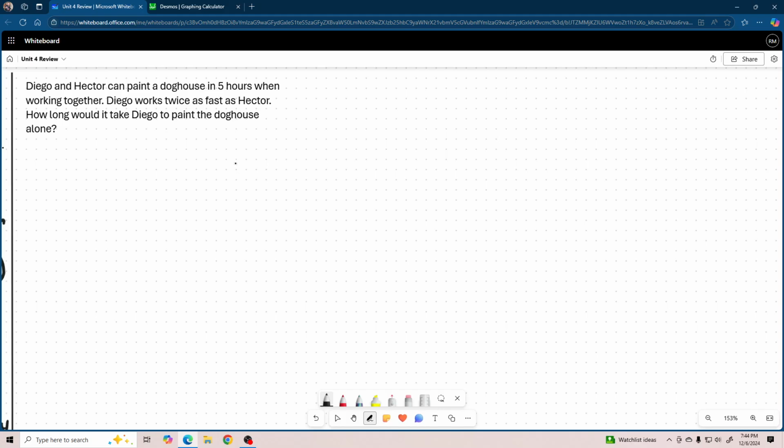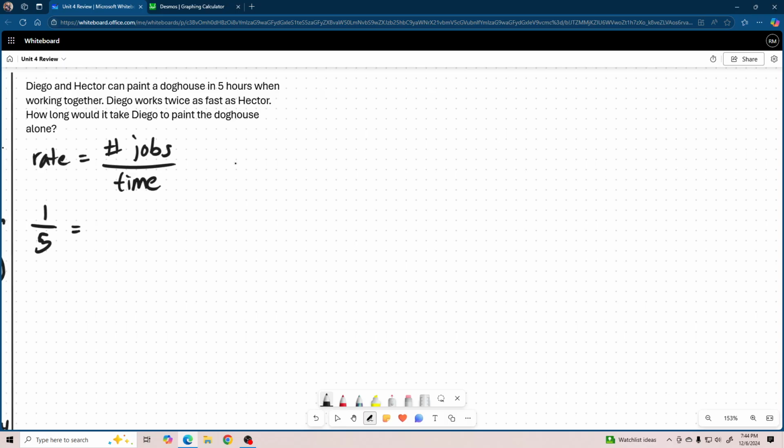So essentially, our work rate, or our rate of work, or whatever you want to call it, is going to equal the total number of jobs, in other words, the amount of work, over the amount of time it takes. So total number of jobs over time, cool. And if they're working together, it takes them 5 hours. So the total is going to be one job per 5 hours.